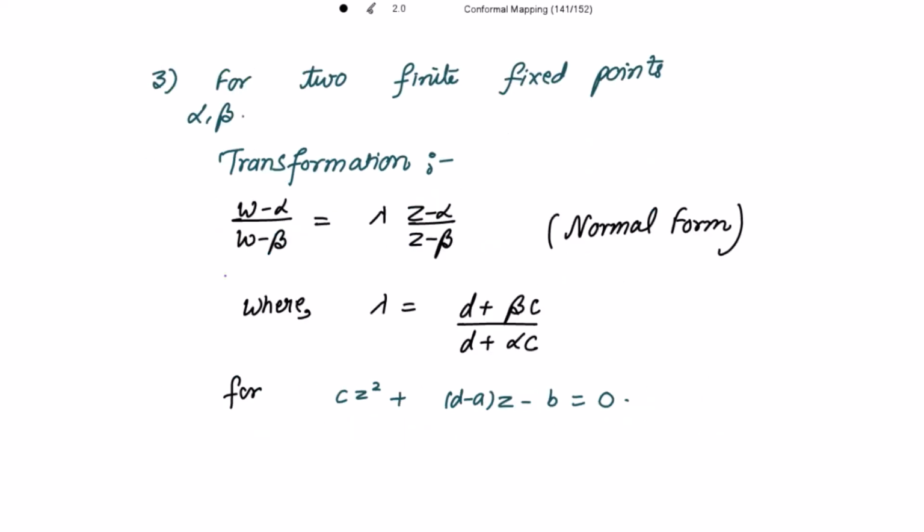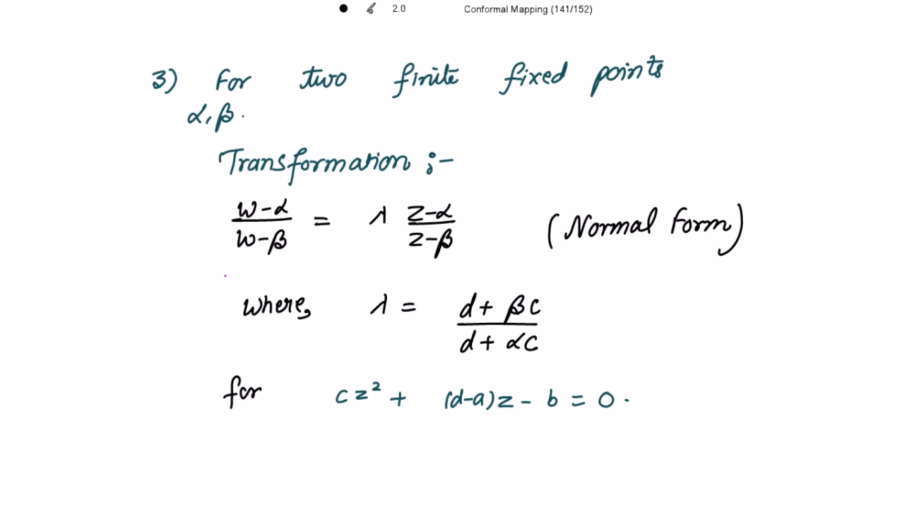Third, for two finite fixed points alpha and beta, the transformation used is w minus alpha over w minus beta equal to lambda times z minus alpha over z minus beta. This transformation is also called the normal form of the bilinear transformation, right? Where lambda is equal to d plus beta c over d plus alpha c.